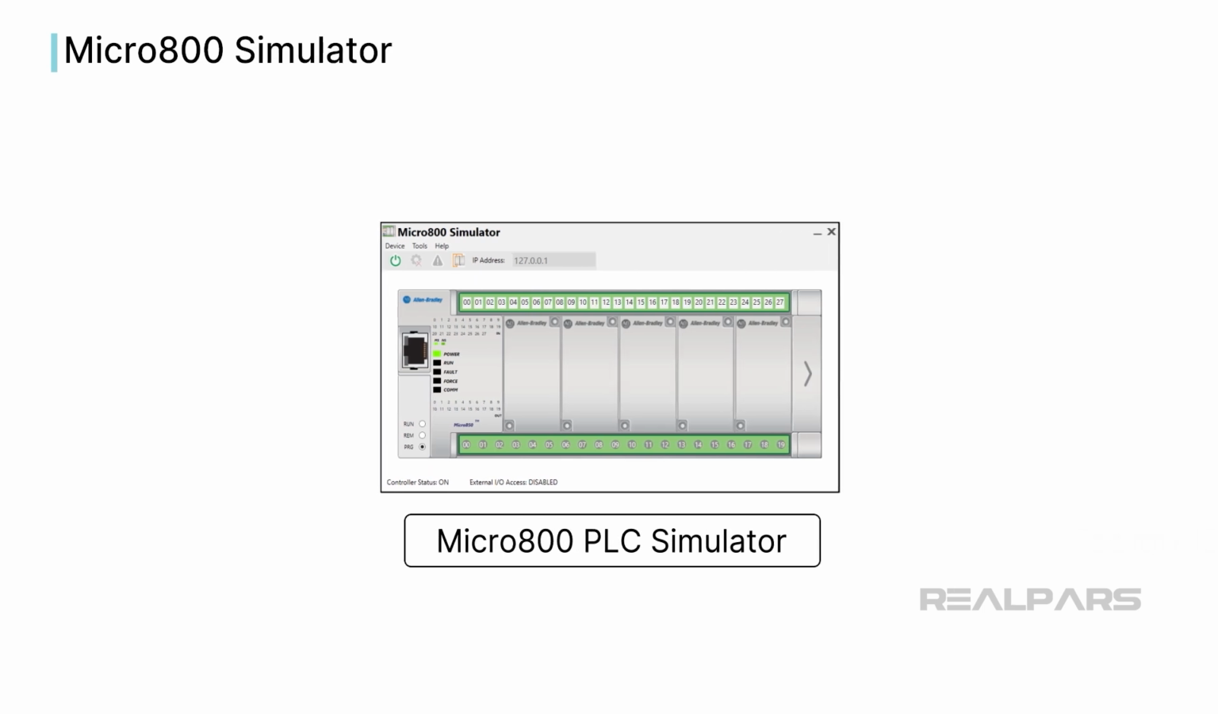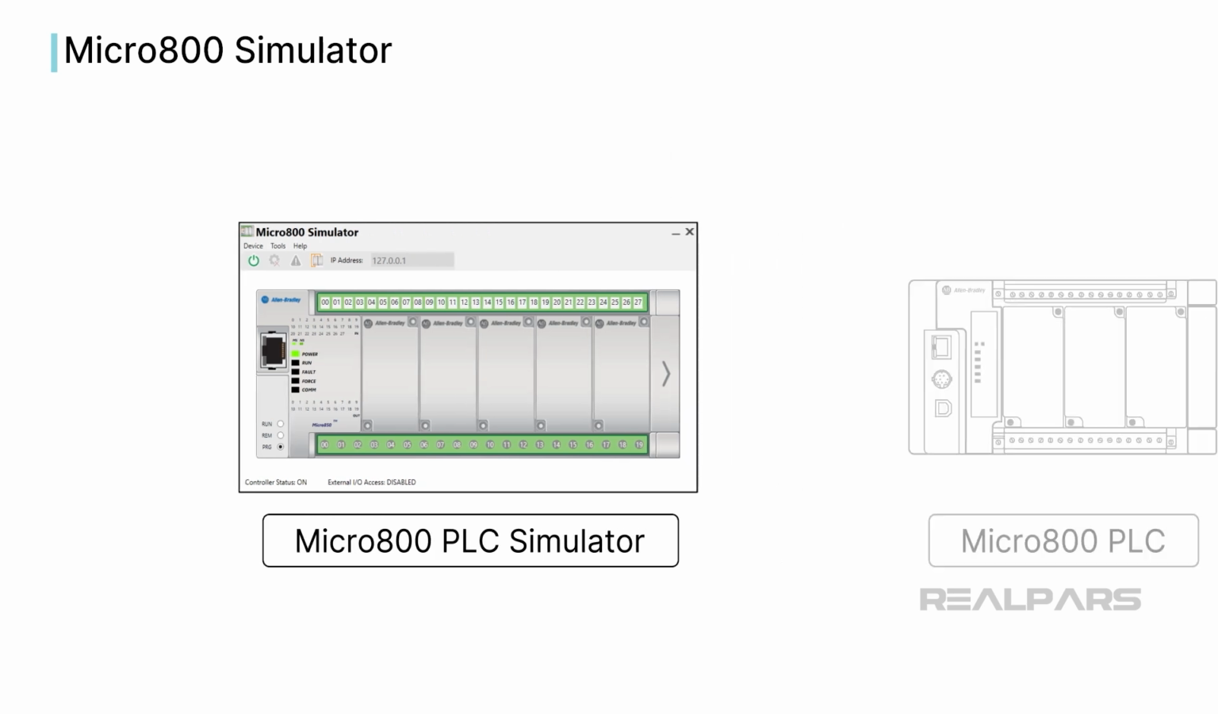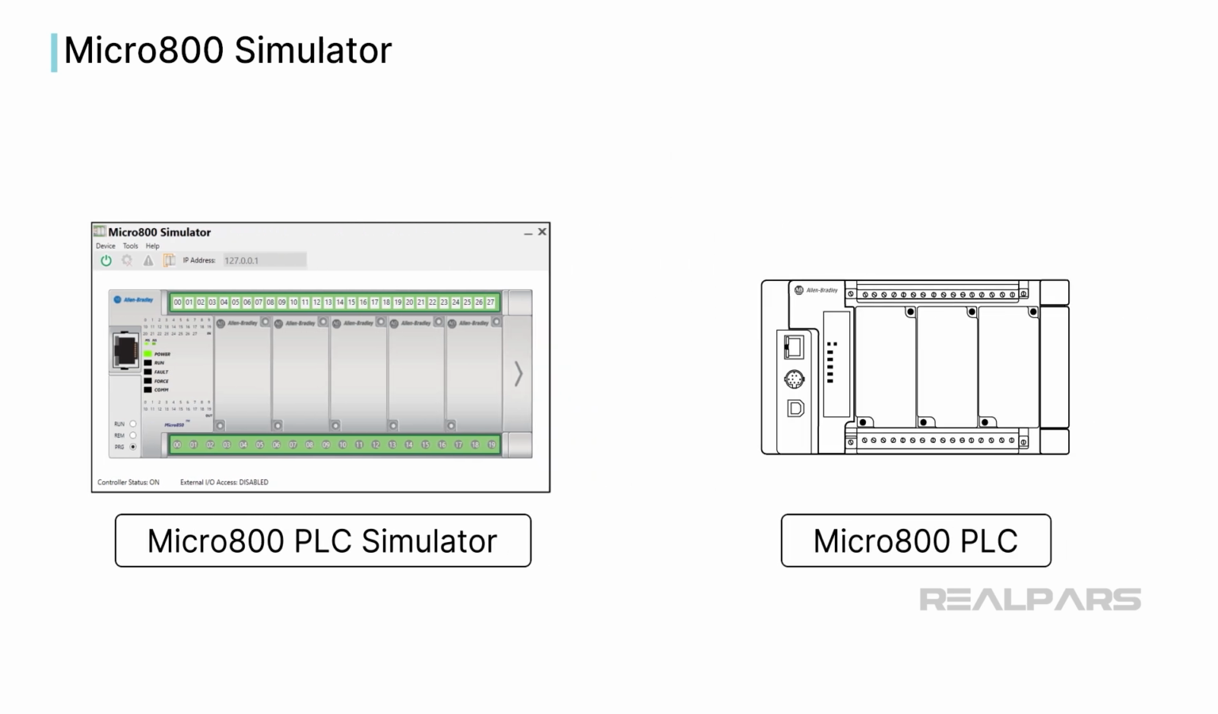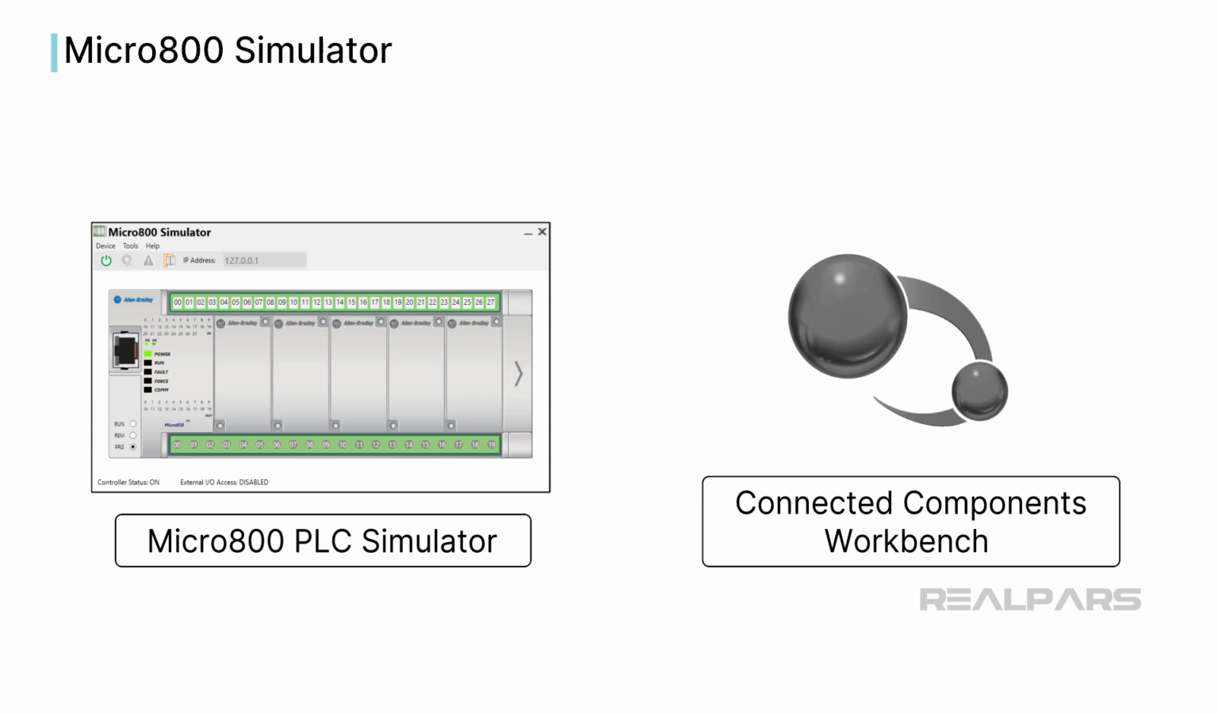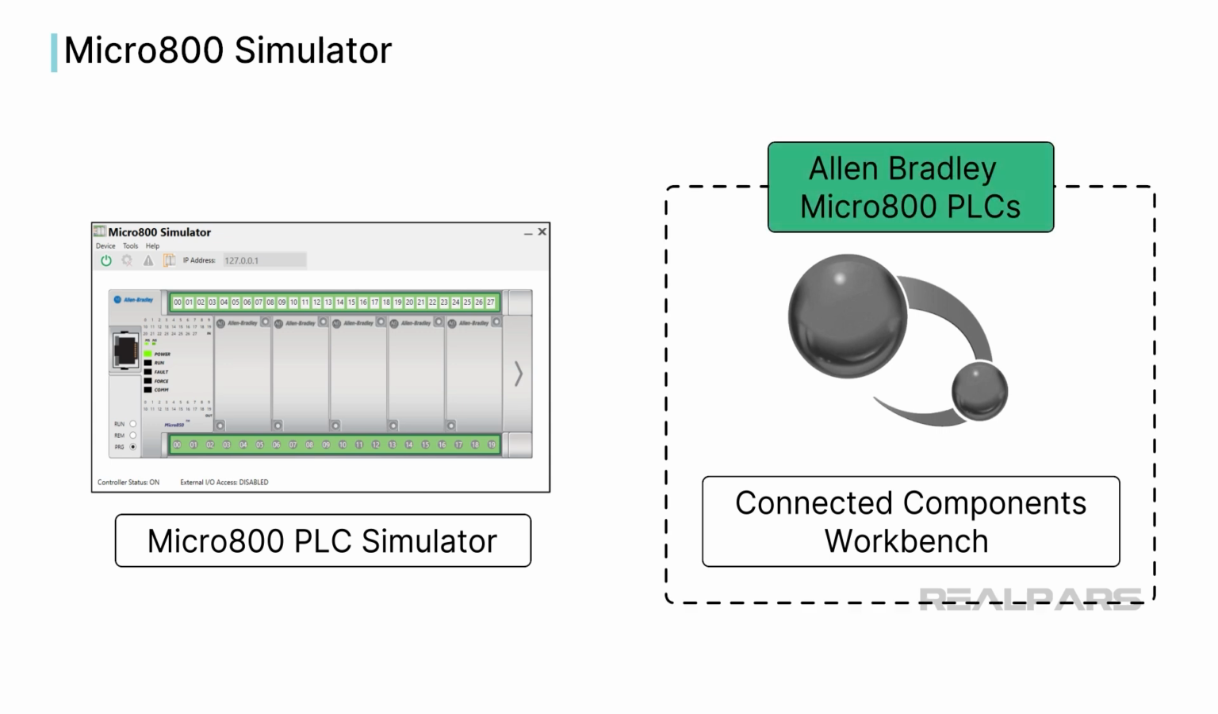The Allen Bradley Micro800 Simulator is a free tool that allows you to simulate an Allen Bradley Micro800 PLC on your computer. This tool lets you test your projects without a physical PLC. The Micro800 Simulator is bundled with another piece of software called Connected Components Workbench. Connected Components Workbench is the development environment for Allen Bradley Micro800 PLCs and is completely free to download and use.